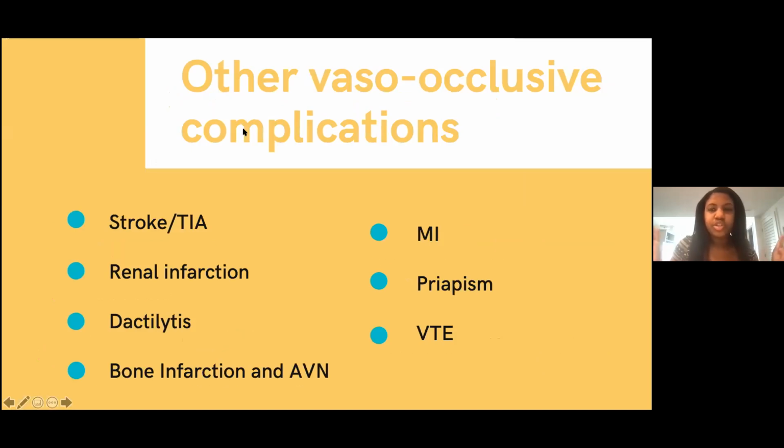So just a quick slide. I won't go into detail for this for time's purposes, but other complications we can see from vasoocclusion include stroke, TIA, renal infarcts, the classic dactylitis, bone infarctions, which can be very painful, and avascular necrosis. We can see heart attacks, we can see priapism, and we can see thromboembolic events.